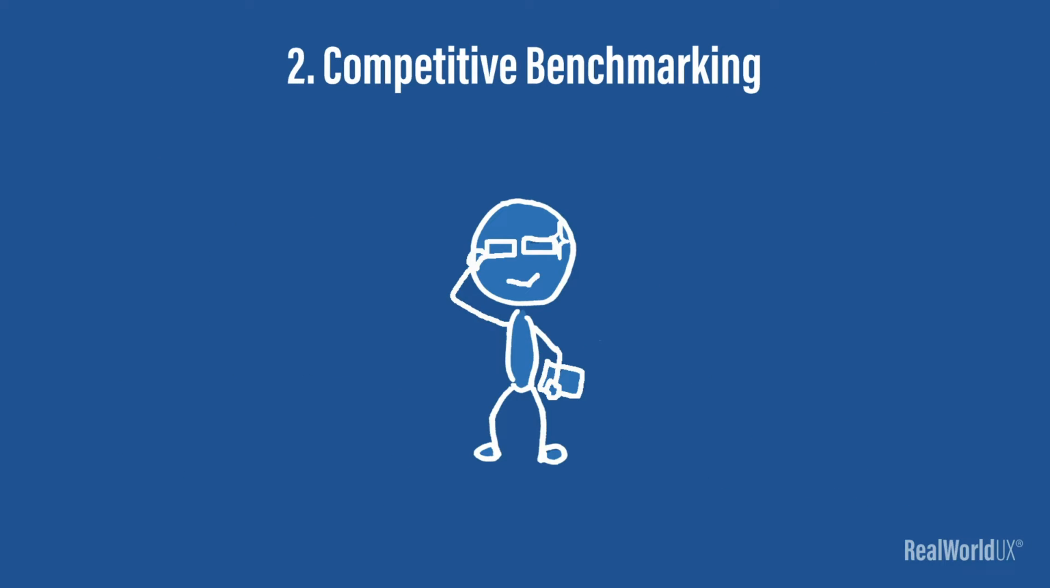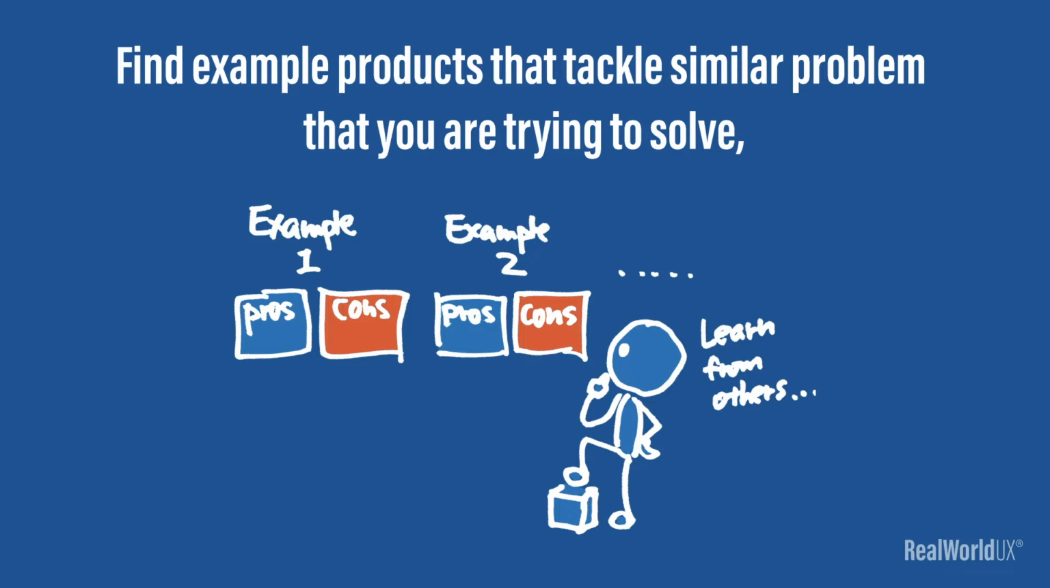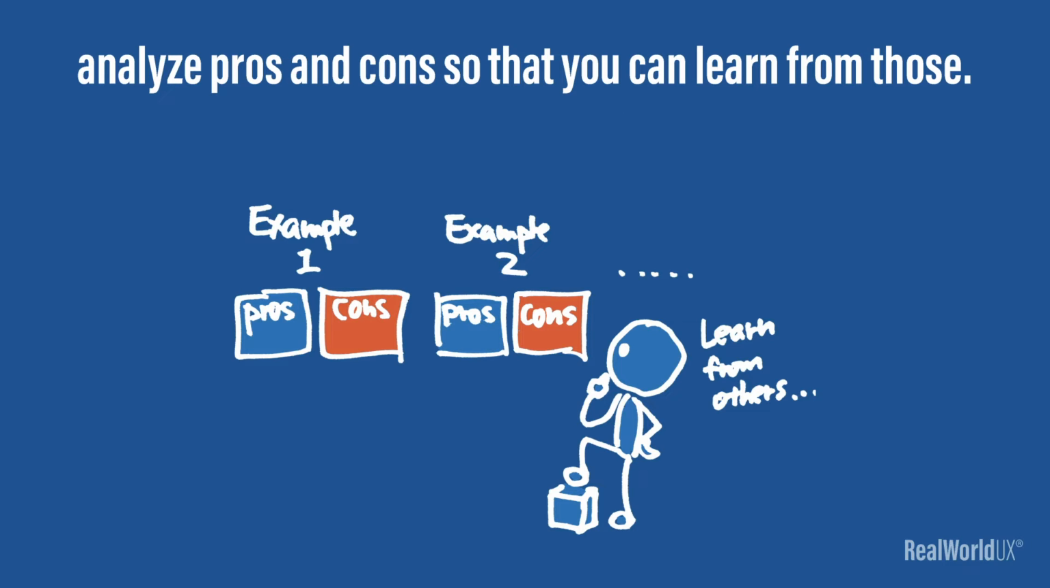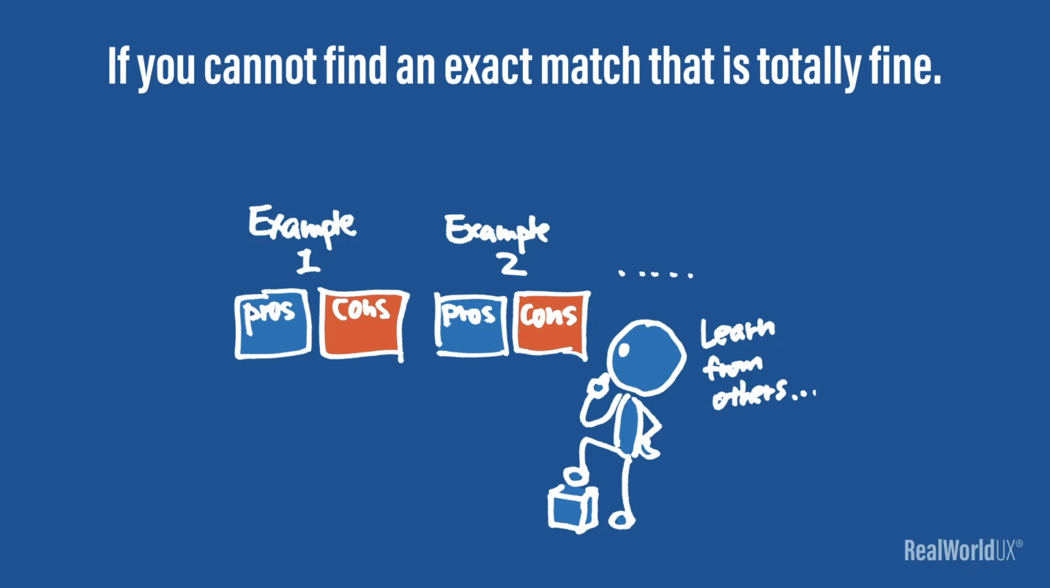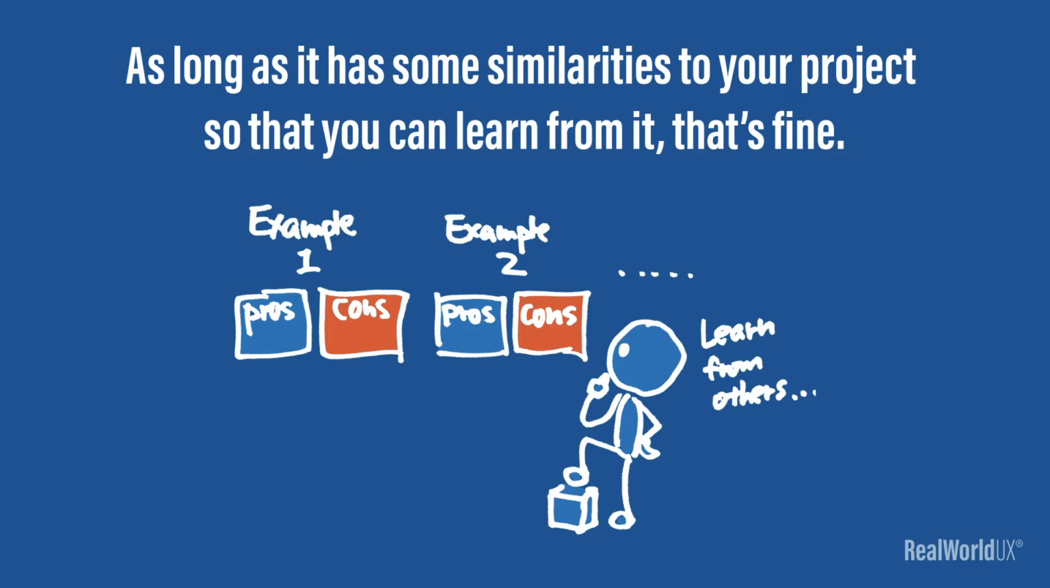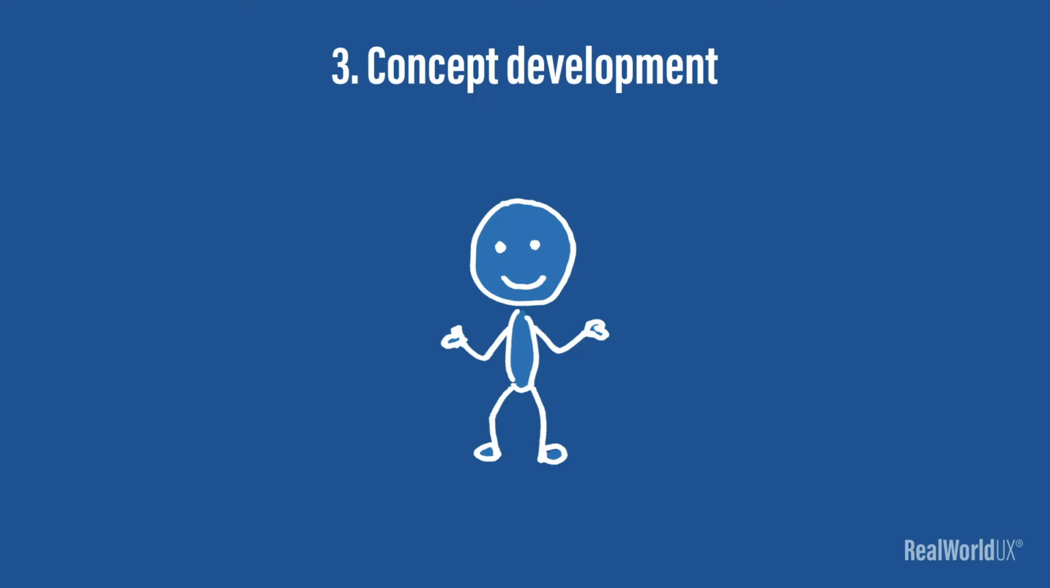Step 2. Competitive benchmarking. Find example products that tackle a similar problem to the one you are trying to solve. Analyze pros and cons so that you can learn from those. This is a great research opportunity to look at how people are tackling similar problems and coming up with solutions. If you cannot find an exact match, that is totally fine, as long as it has some similarities to your project so that you can learn from it. That's fine.